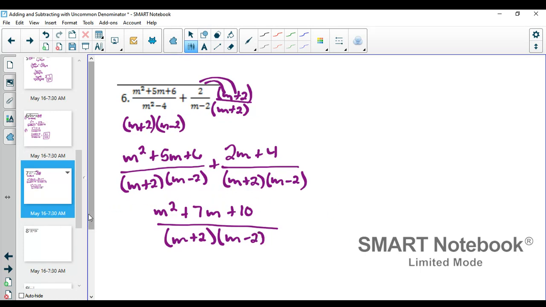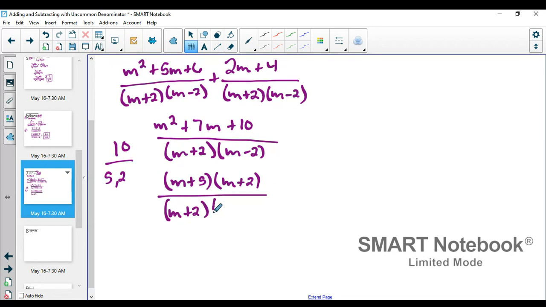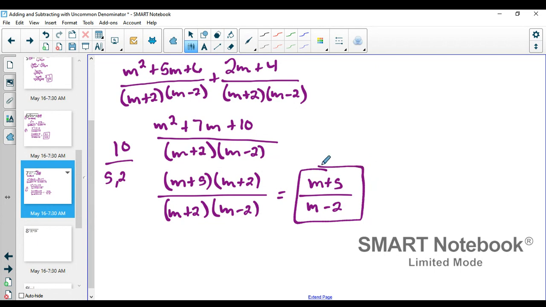Now factor your numerator. So the factors of 10 that are going to get us 7 are 5 and 2. So we have m plus 5 and m plus 2 over m plus 2 and m minus 2. And then once again, we have an m plus 2 in both the numerator and the denominator, so those are going to cancel. So our final answer is m plus 5 over m minus 2. And that's our answer.